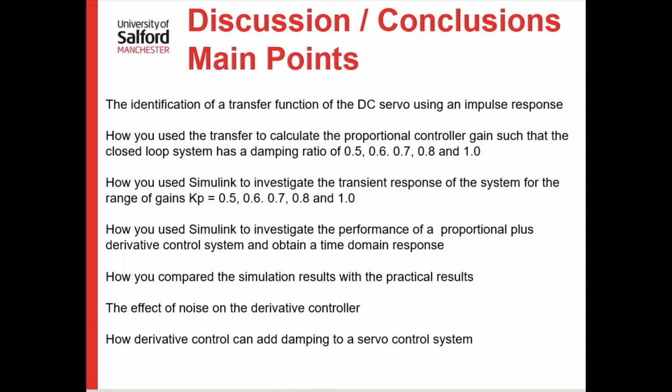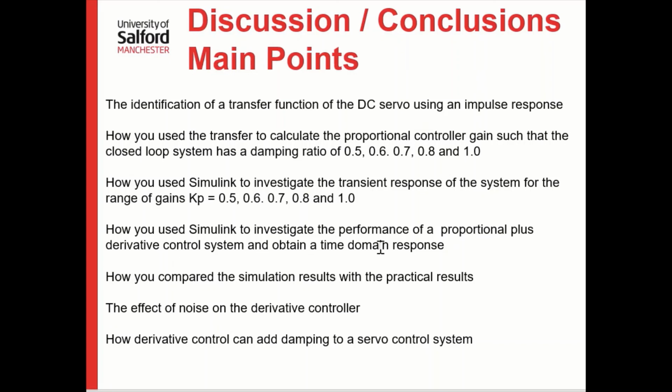So let's have a look at our discussion and conclusion for what main points we want to look at. We looked at the identification of the transfer function using an impulse response. You could discuss that. You then use the transfer function to work out a set of proportional controller gains, and we have a whole range of damping ratios in here, so you can discuss that. You've also used Simulink to compare. You've designed the gains and you've used Simulink to get some transient responses. So you've got the proportional gains and the transient responses.